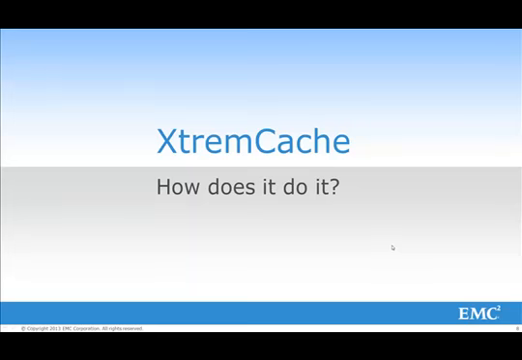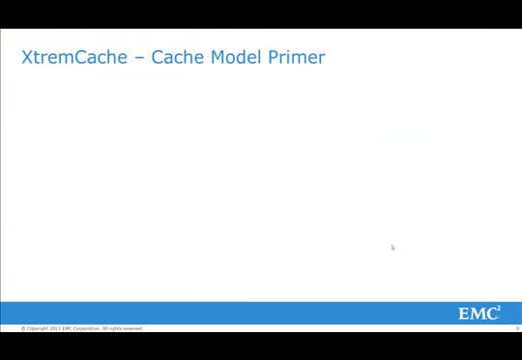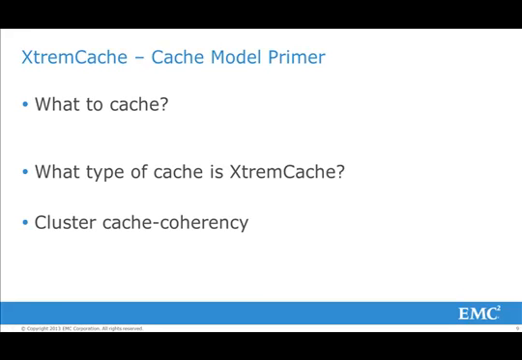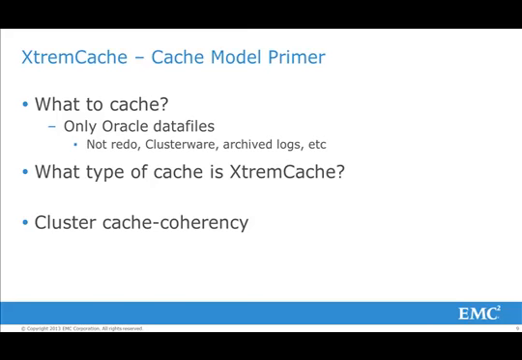XtremCache, how does it do it? Before we can go much further, we have to take a look at a cache model primer. The topics at hand are what to cache, what type of cache XtremCache is, and some words about cluster cache coherency. Well, it's really simple. With XtremCache, one caches Oracle data files only, not redo logs or clusterware or archived logs or any other such ancillary files. Only Oracle data files.